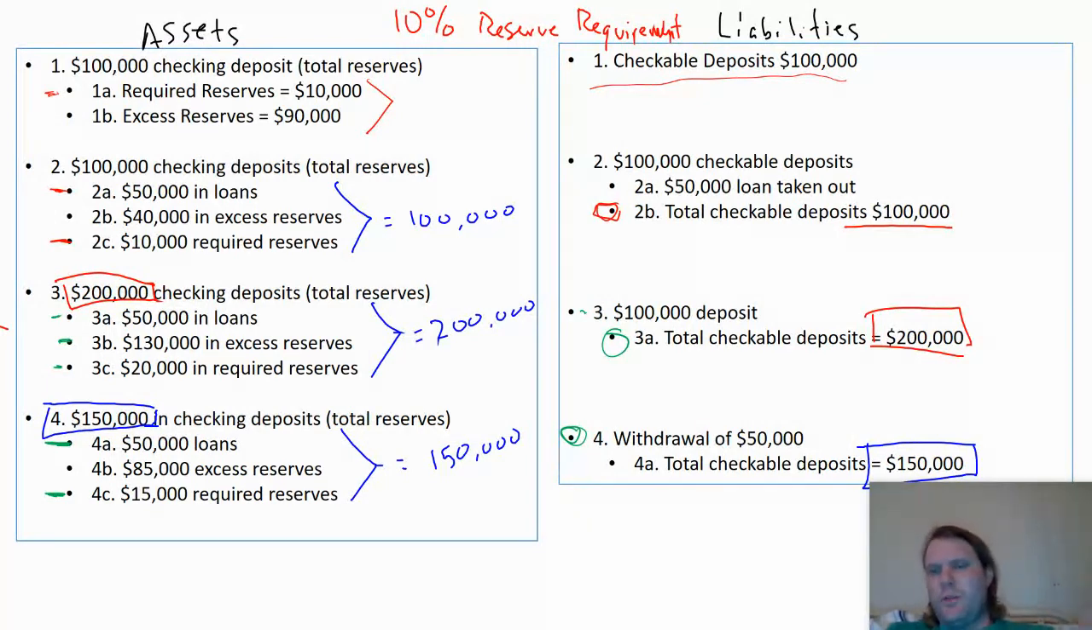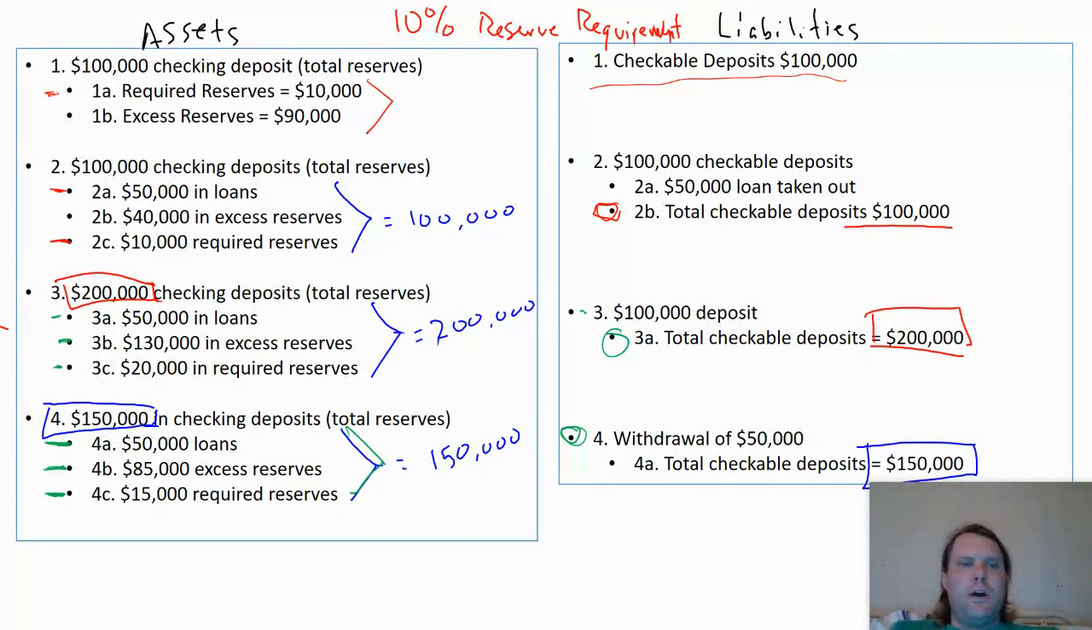In the real world, they'll probably have loan payments coming back in and all that type of stuff. They make it a little bit simpler for us in terms of what they are asking us to figure out on a situation to situation basis. We know that all that stuff has to equal 150,000. We've got $85,000 in excess reserves.